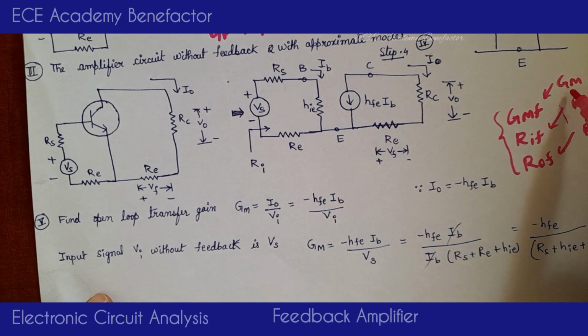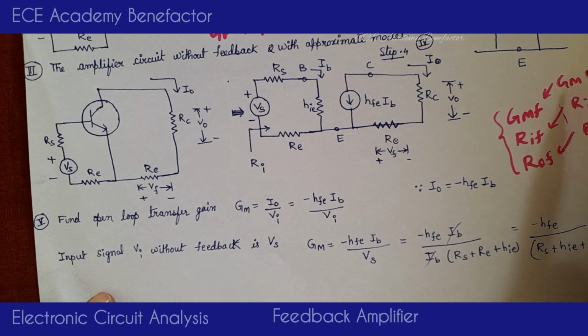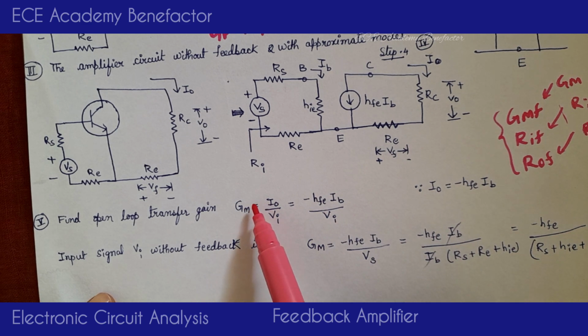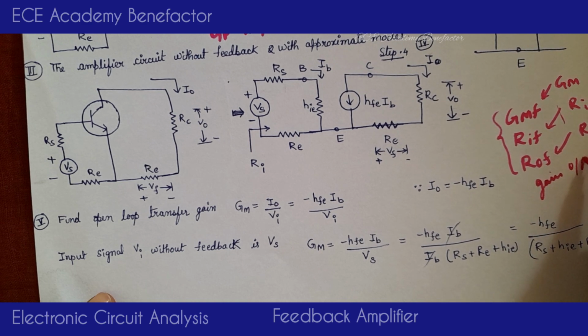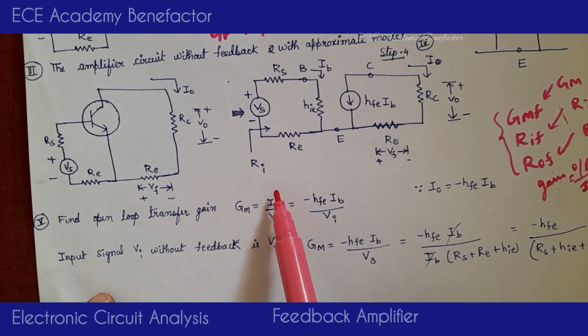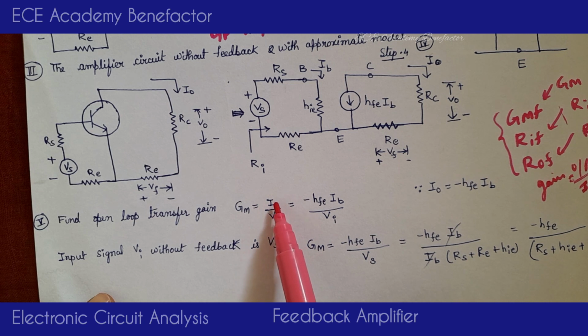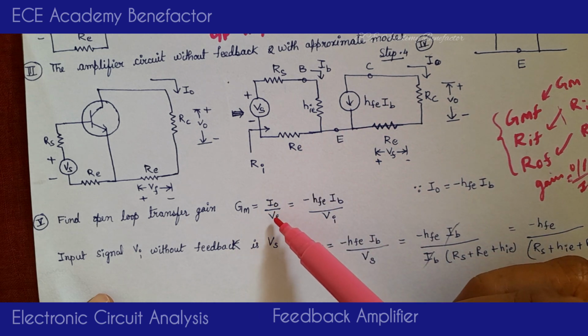Let us start with GM. What is GM? It is the transfer gain of the open loop circuit, or the other name is transconductance open loop gain. So what is GM here? Gain is output by input. What is the output here? It is current series. Current means the output quantity is I0. Series mixing means the input is voltage. So GM is I0 by Vi.